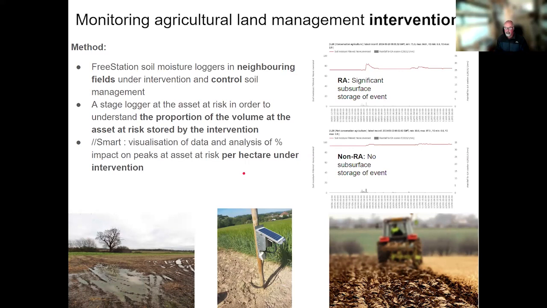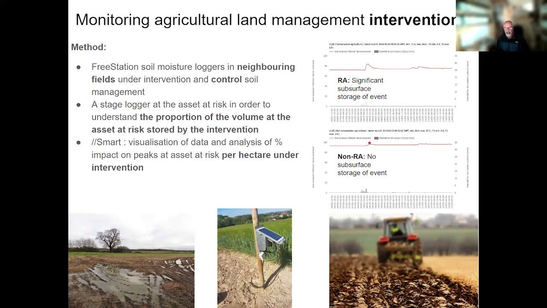And again, what we're trying to understand here is there a difference that this management technique creates? And you can see here, rainfall event, the regenerative agriculture field soaks up the water, the field under conventional tillage does not. And so there will be a difference in runoff between these two fields, and that will affect the flashiness of the ditches, the streams, and so on.